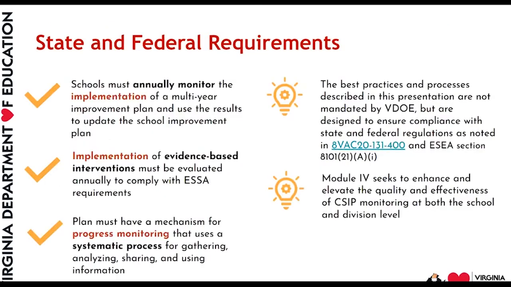So state and federal requirements. Schools must annually monitor the implementation of a multi-year improvement plan and use the results to update the school improvement plan. Now, many of you are from schools that have many challenges. Many of you are from schools that have fewer challenges, but everyone here is from a school that is doing something right. But every school across the Commonwealth must have a comprehensive school improvement plan, and you have to look at it, revise it, and change it. And if you don't, the question is why even have a plan?